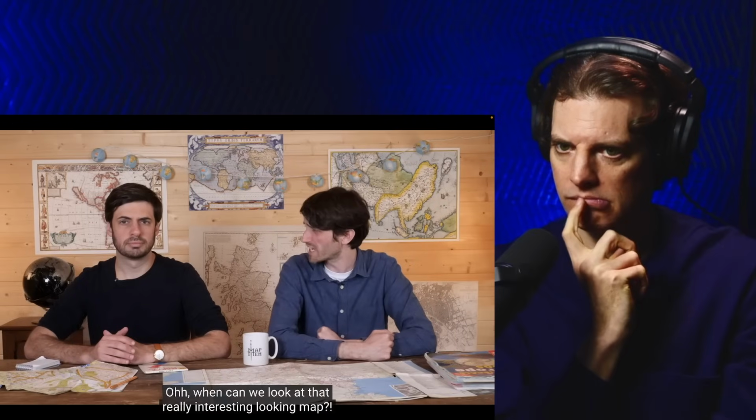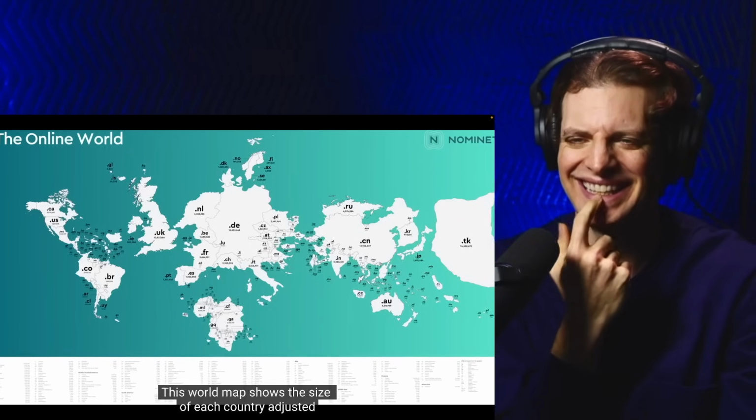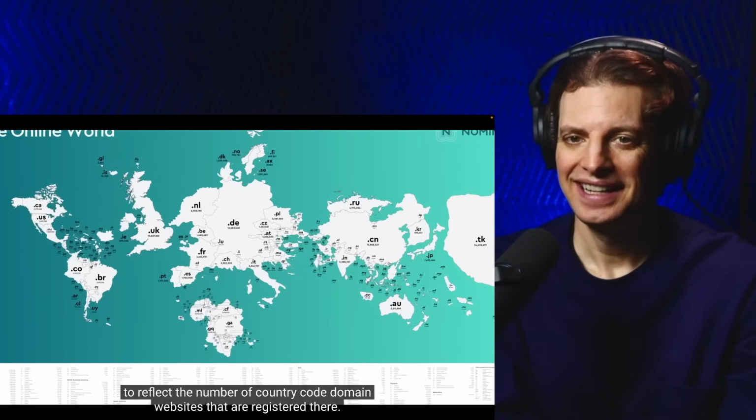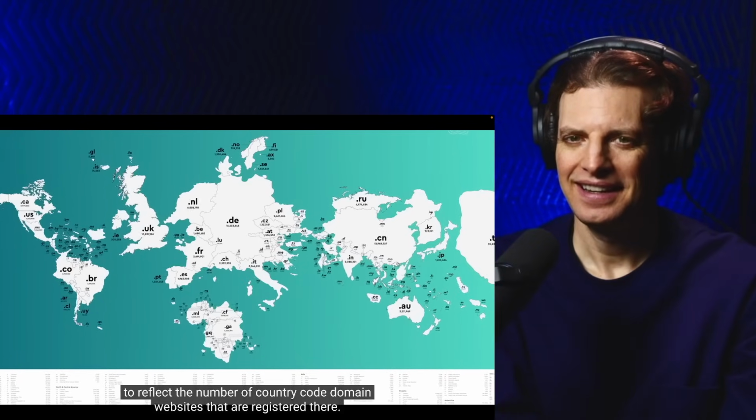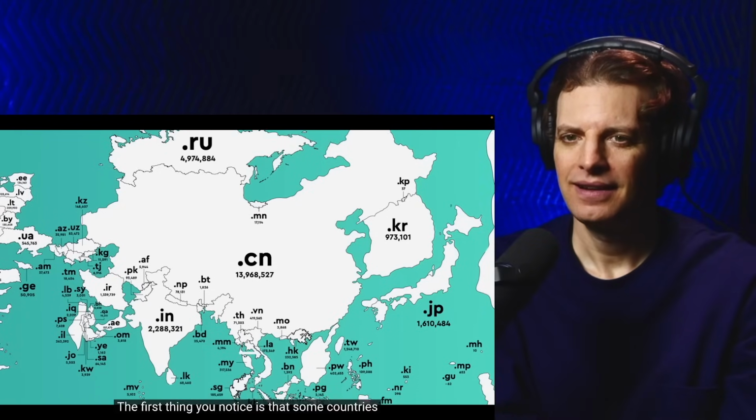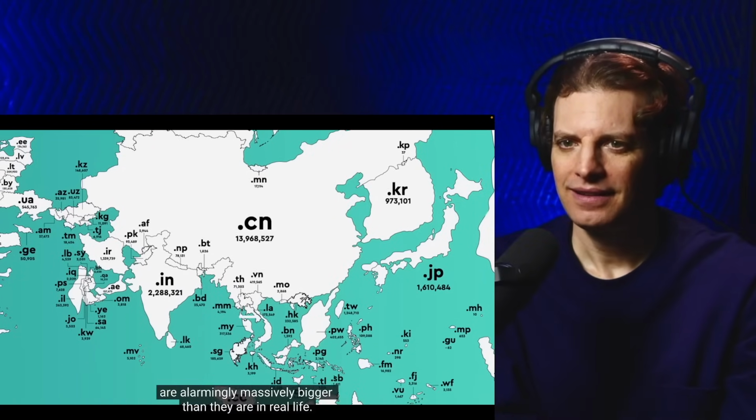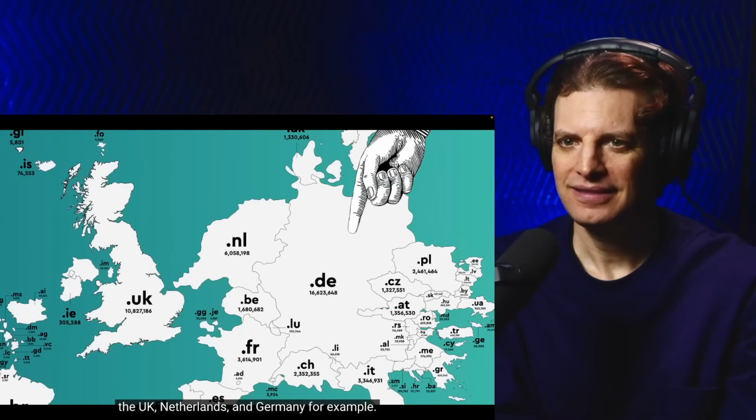When can we look at that really interesting looking map? Right away. This world map shows the size of each country adjusted to reflect the number of country code domain websites that are registered there. The first thing you notice is that some countries are alarmingly massively bigger than they are in real life. Yeah. The UK, Netherlands and Germany, for example.